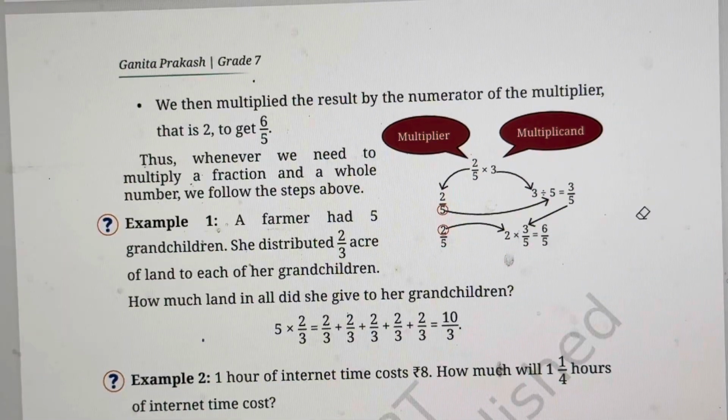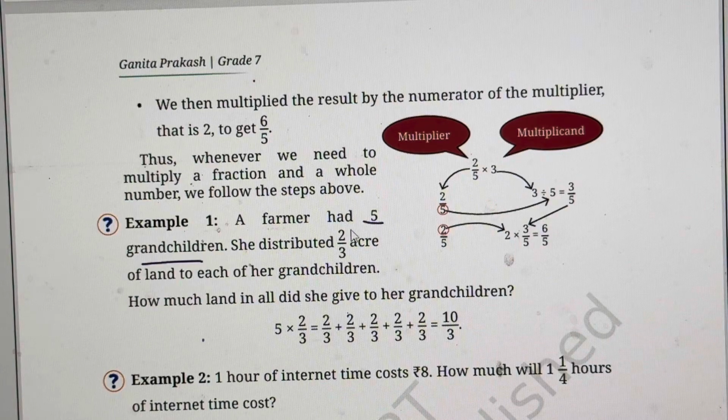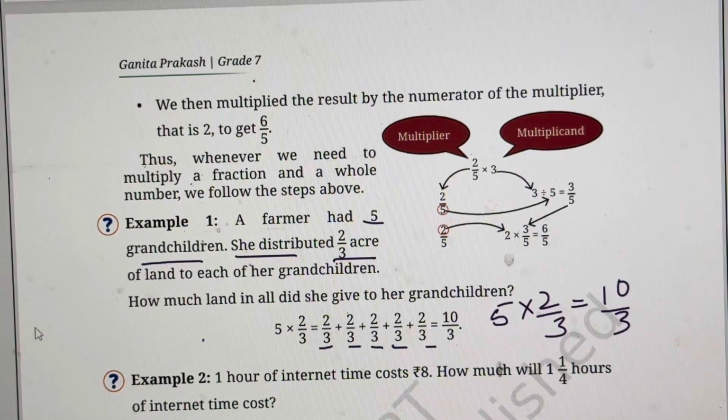Okay. Let us see one example. A farmer had 5 grandchildren, and she distributed 2/3 acre of land to each of her children. Like the first child is getting 2/3, second is getting 2/3, third is getting 2/3, fourth and fifth. So we can simply add all of them and get the answer. But repeated addition is multiplication. So instead of adding it 5 times, we multiply 5 into 2 upon 3. So 5 2s are 10, 10 upon 3. What is asked? How much land in all did she give to her grandchildren? So she gave 10 upon 3 acres of land to her grandchildren.